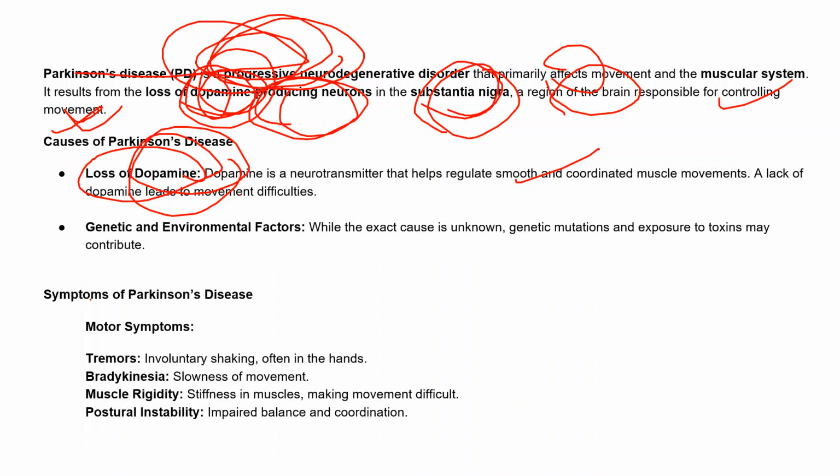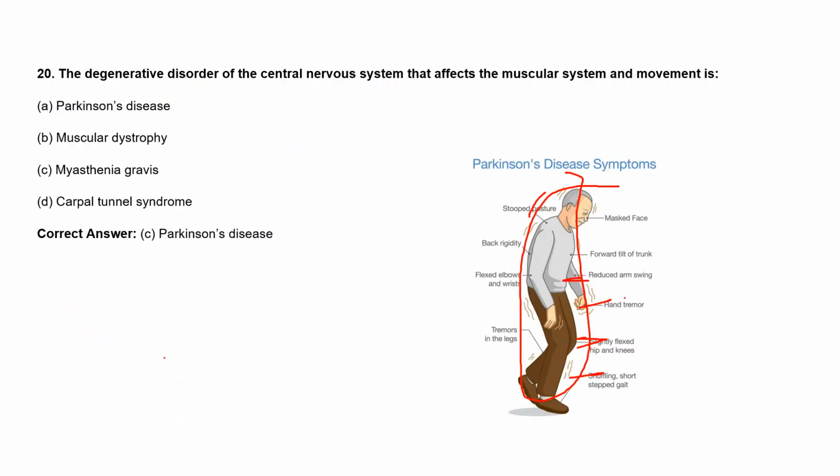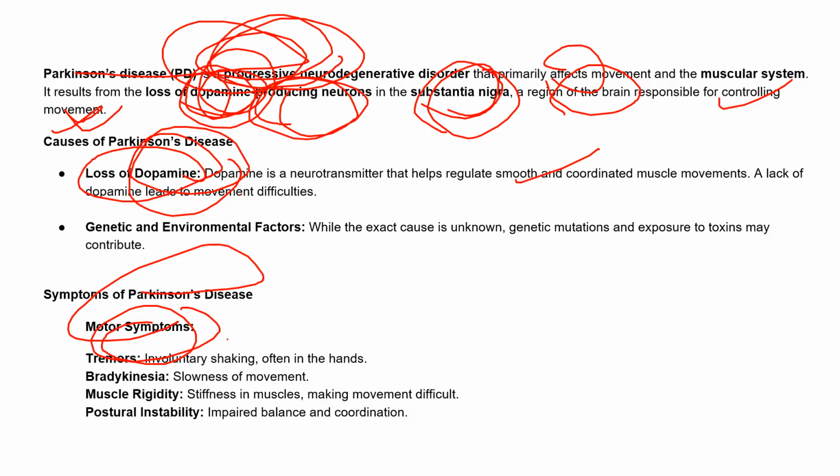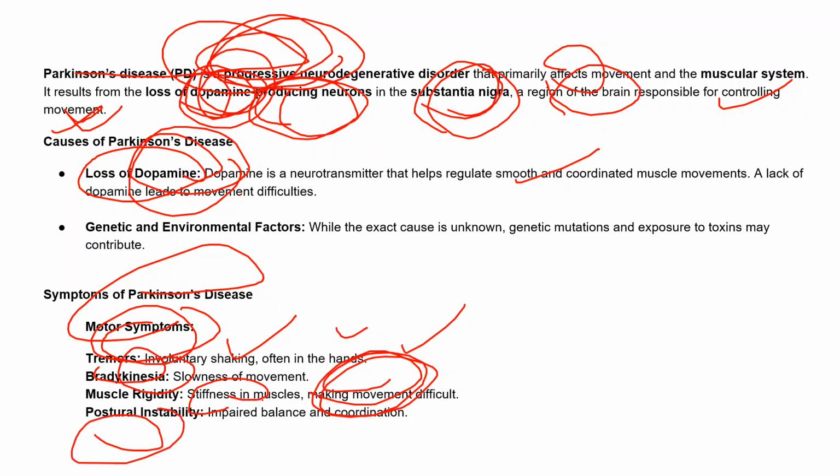What are the motor symptoms of Parkinson disease? The first is tremor. Here we can see that leg tremor is there, hand tremor is there, that is involuntary shaking, often in the hands and also in the legs. Bradykinesia, that is slowness in the movements. Muscle rigidity also, stiffness in muscles, which makes movements very difficult. Also postural instability, that is an imbalance in balance and coordination.